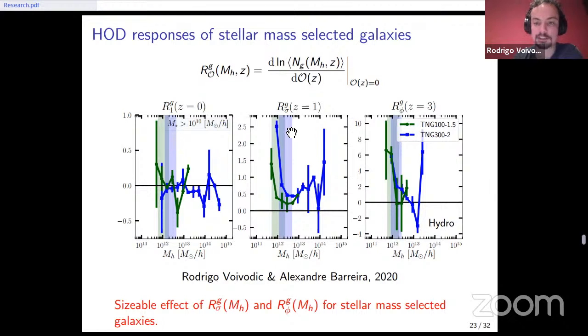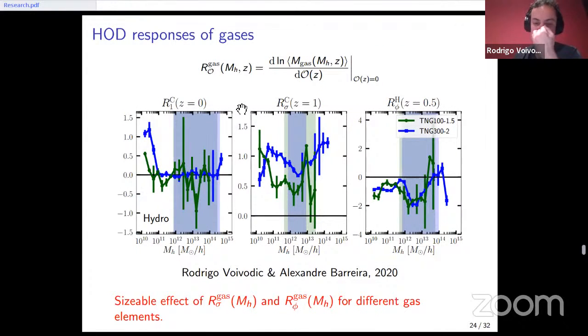And you see in the second and third column that for the case of the response with respect to sigma and phi, the responses are non-zero. So we actually have a detection of the response for these two cases. And you have very similar results for the gas. The response with respect to delta is basically zero, but the response with respect to sigma and phi is non-zero.